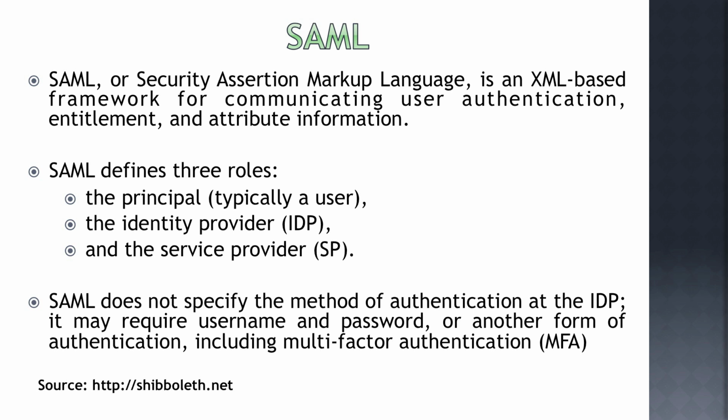In the use case addressed by SAML, the principal requests a service from the service provider. The service provider requests and obtains an authentication assertion from the identity provider. On the basis of this assertion, the service provider can make an access control decision. In other words, it can decide whether to perform some service for the connected principal. SAML does not specify the method of authentication at the IDP. It may require a username and password or another form of authentication, including multi-factor authentication, which is MFA.